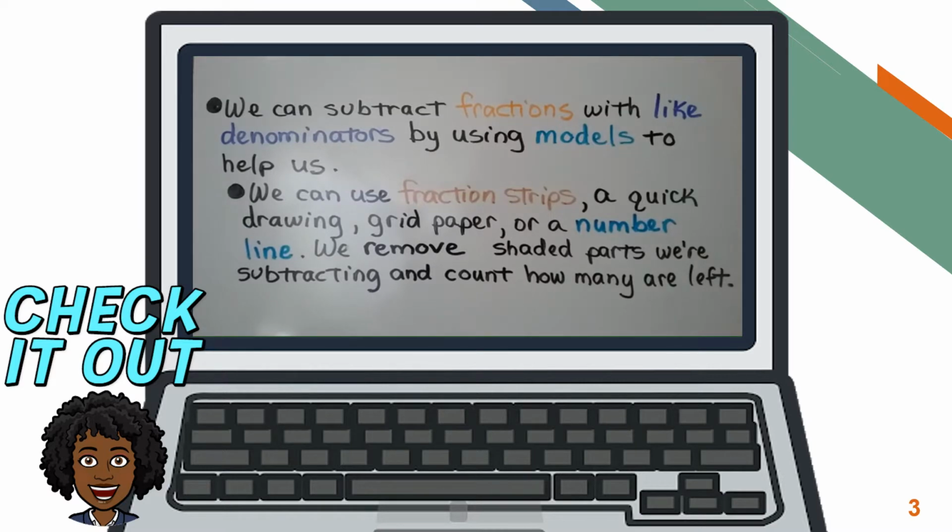We can subtract fractions with like denominators by using models to help us. We can use fraction strips, a quick drawing, grid paper, or a number line. We remove shaded parts we're subtracting and count how many are left.